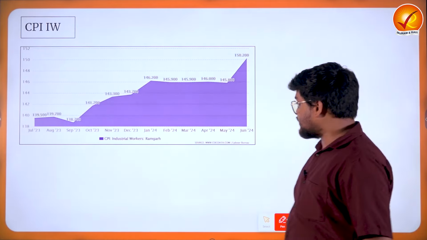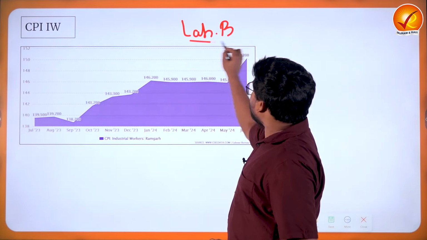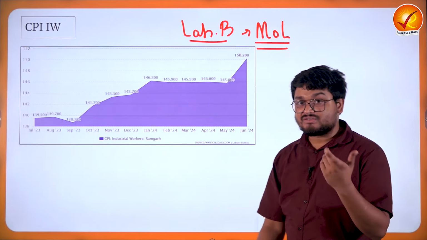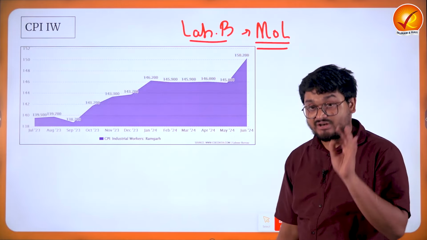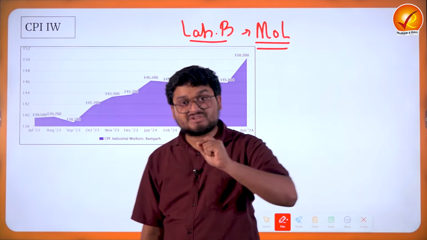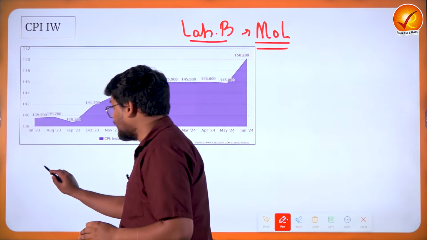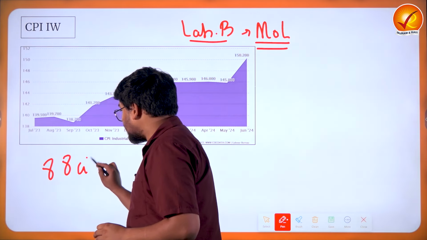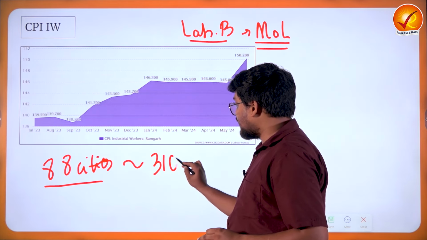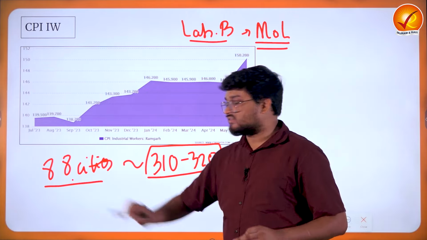Now, this data is published by the Labor Bureau, which is under the Ministry of Labor. This particular Consumer Price Index for Industrial Workers is trying to measure the change in prices of generally used commodities that industrial workers use, in around 88 cities across India, with reference to around 310 to 320 commodities that they generally use in these cities.